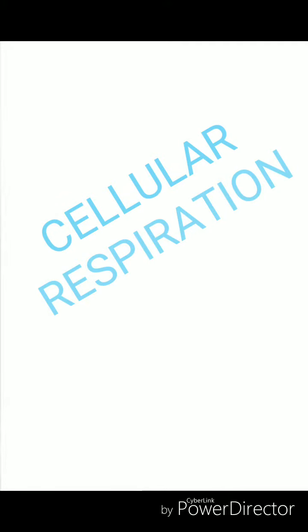Hi guys, this is the Wonder Peeps, and in this video, we are gonna talk about cellular respiration. Cellular respiration is a set of metabolic reactions and processes that take place in the cells of organisms to convert biochemical energy from nutrients into adenosine triphosphate or ATP and then release waste products. Cellular respiration has 3 steps: the glycolysis, Krebs cycle, and the electron transport chain.